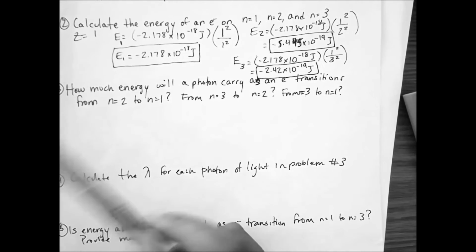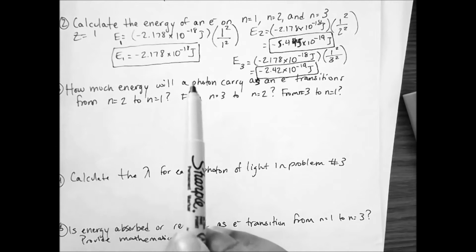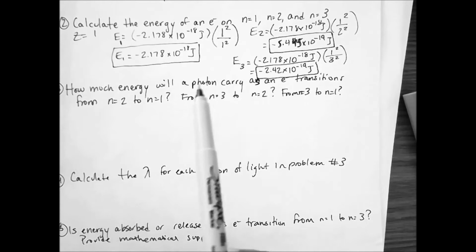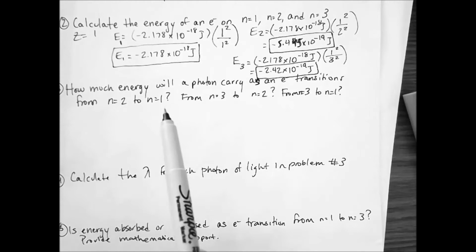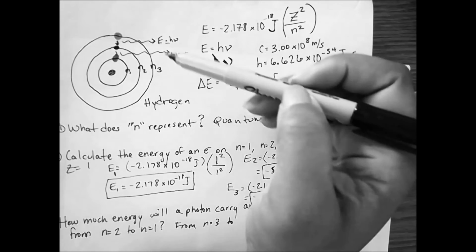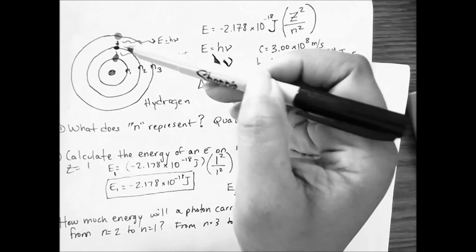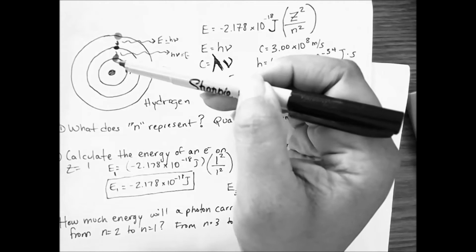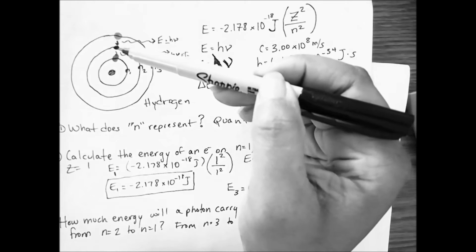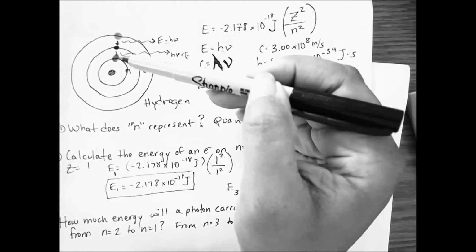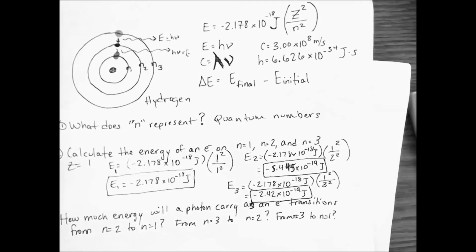Now we go to the next question. How much energy will a photon carry as an electron transitions from n equals 2 to n equals 1? And then we have other transitions. So what we're saying here is, if you're going to go from a higher ring, like n equals 2, to the first ring, n equals 1, what must an electron do to go back from the excited state to a ground state? You have to release that energy.